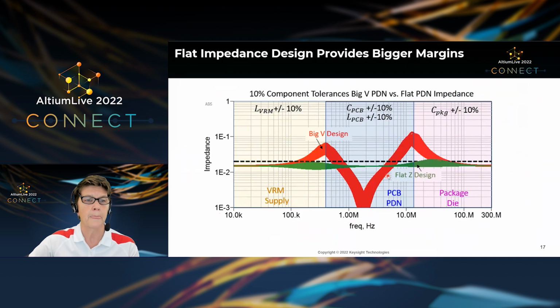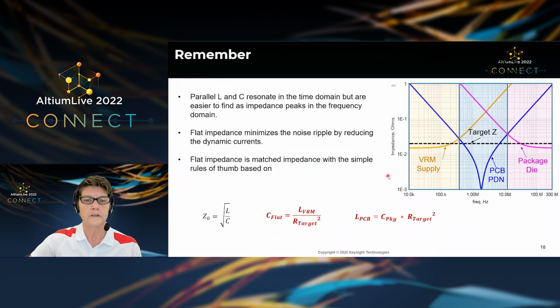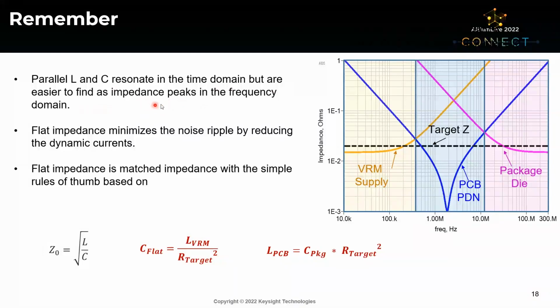So in summary, the parallel L and C resonate in the time domain, but it's much easier to find this resonance and eliminate it and flatten this out in the frequency domain. So if you're looking for worst case power rail ripple, it's much easier to find the problem in the frequency domain where those impedance peaks are and look at how to reduce them.